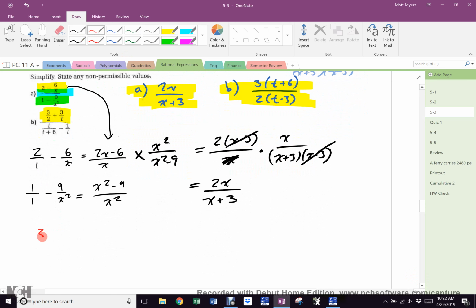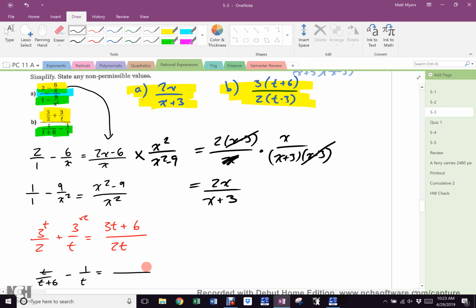That is 3 over 2 plus 3 over t. What is my common denominator? 2t. What does that guy have? What does he need? t. 3t. Plus, what does that guy have? What does he need? Times 2. 6. That's the top there. The bottom, in green, is t over t plus 6 minus 1 over t.